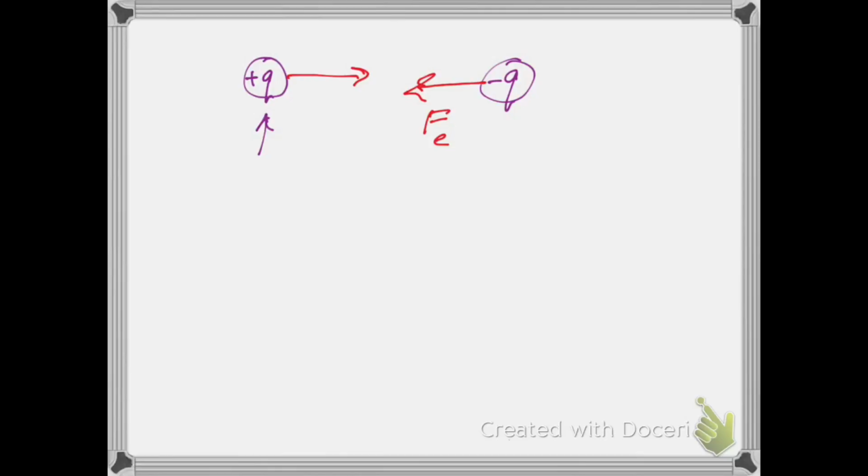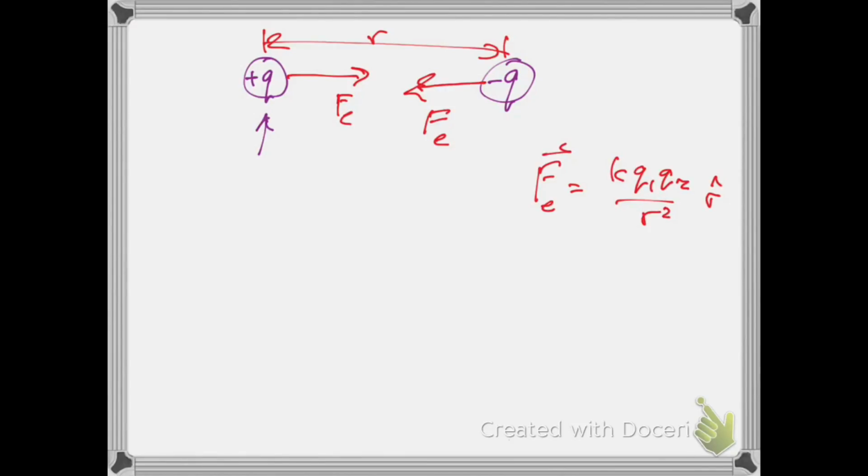And those two forces are equal and opposite, and you know that the electric force is k q1 q2 over r squared, where r is the distance between them. So that's what we've been talking about so far. The magnitude of the force is kqq over r squared, and the direction is given by, we can write the electric force equation in terms of the radial direction, or you just know that two unlike charges attract and two like charges repel.